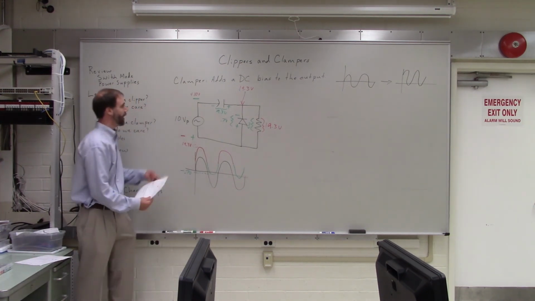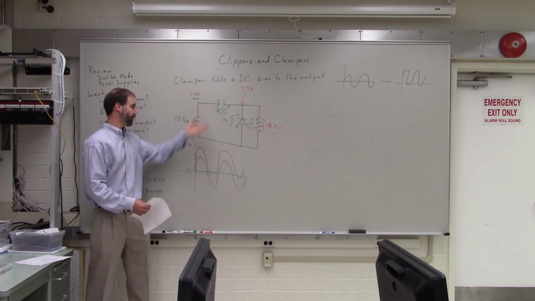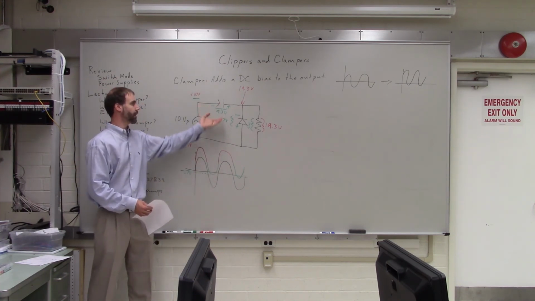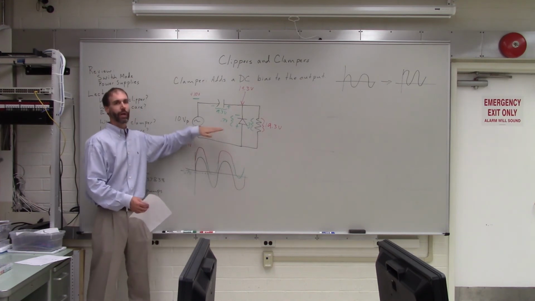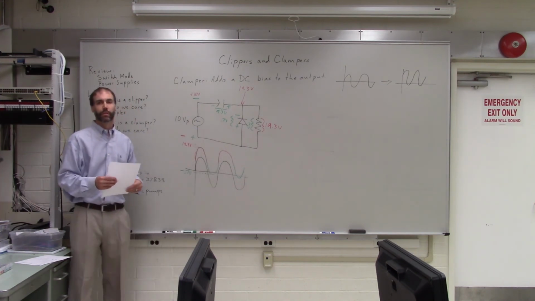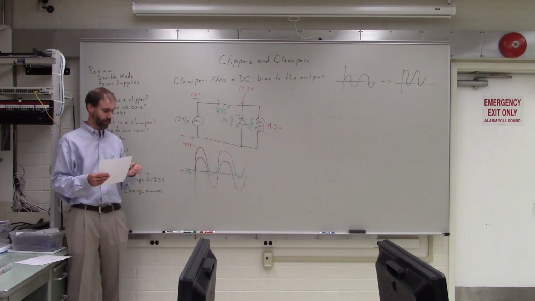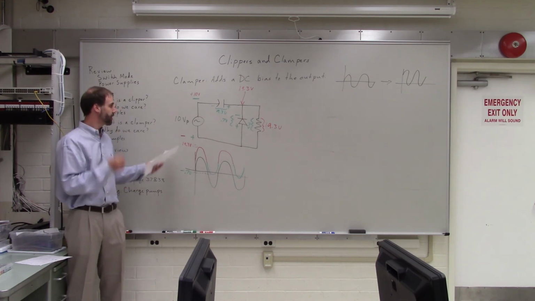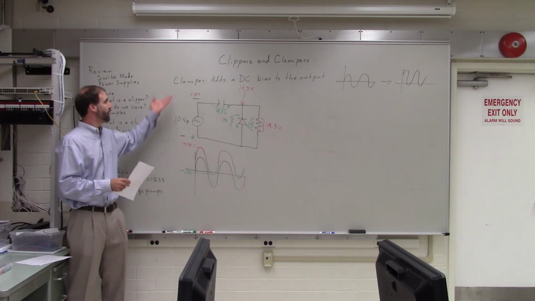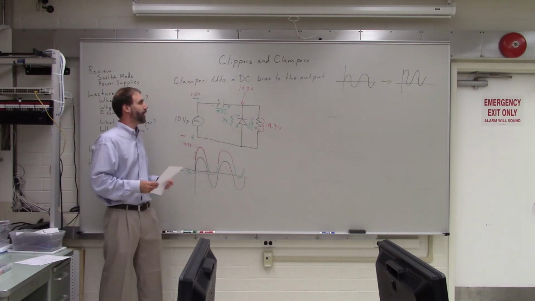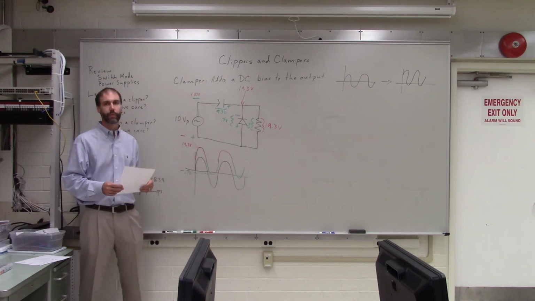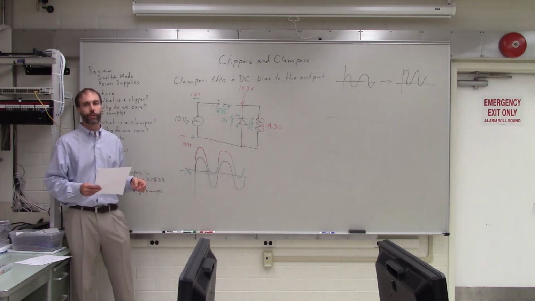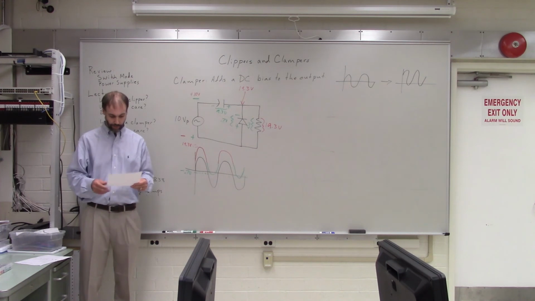Okay. So that capacitor charges up, and that's what provides this DC offset, this voltage that moves your output up. Does that make sense? Okay. So that's the idea. The clamper circuit adds a DC bias to the output voltage, shifts the signal up. So, questions about clamper circuits? Okay.